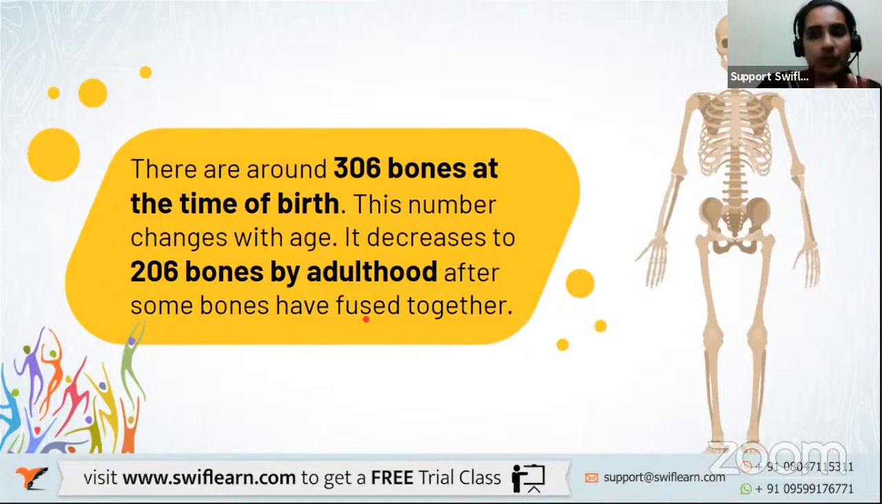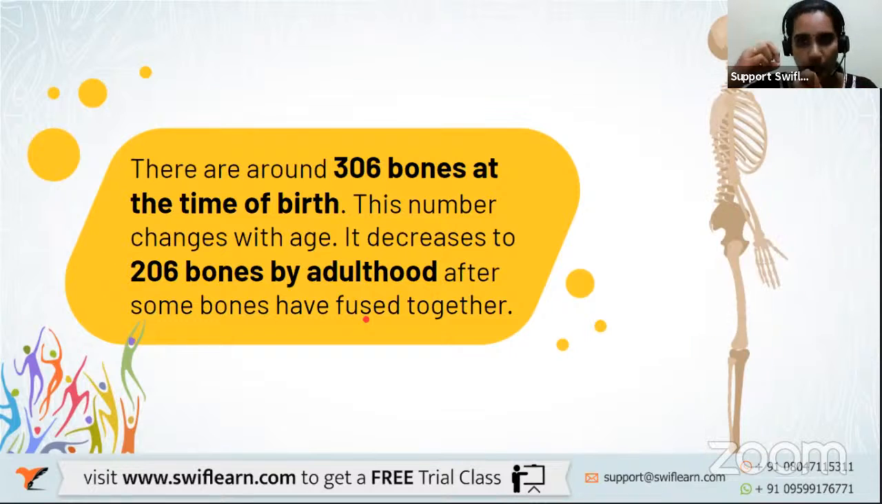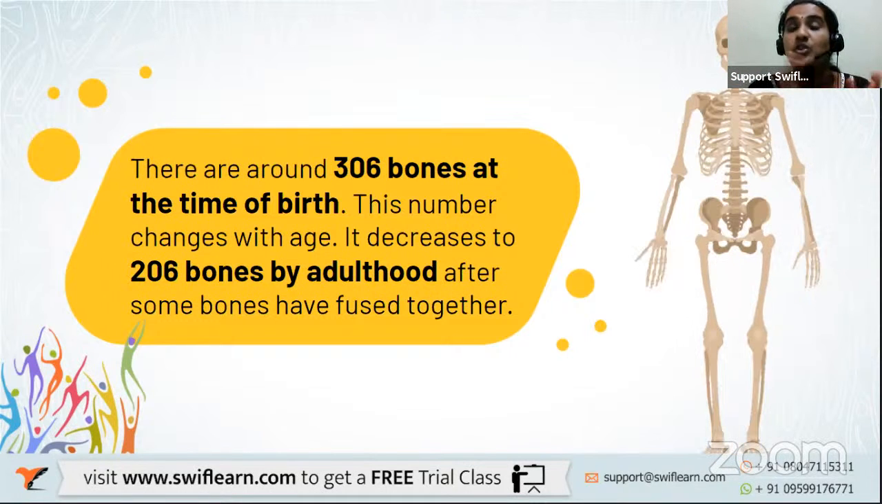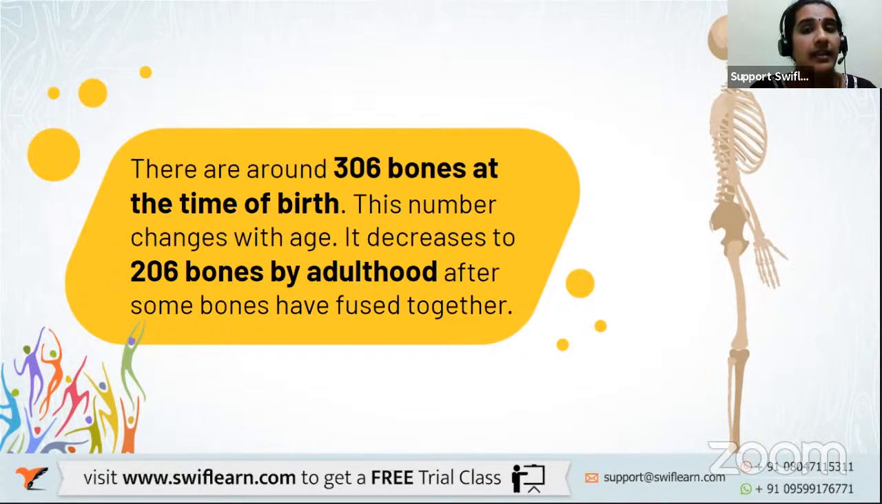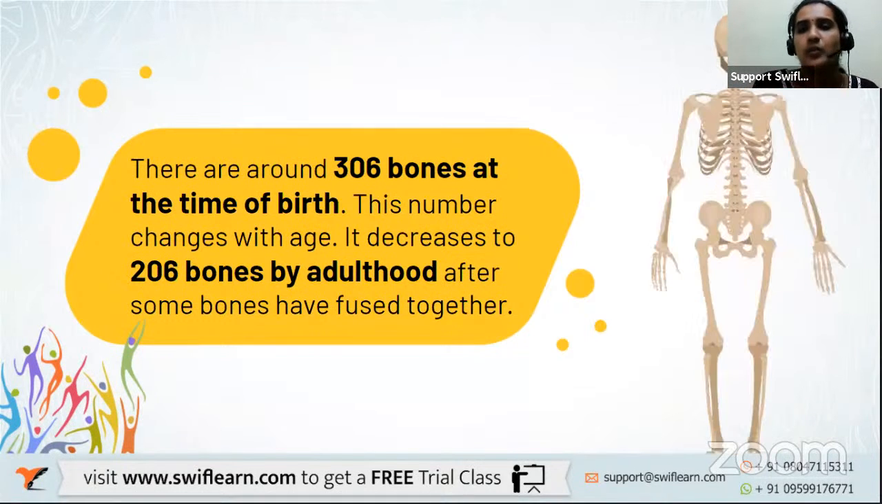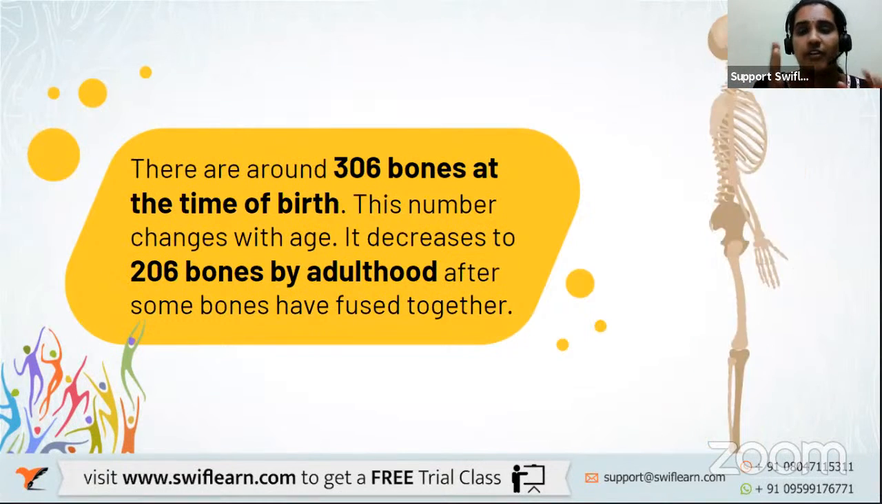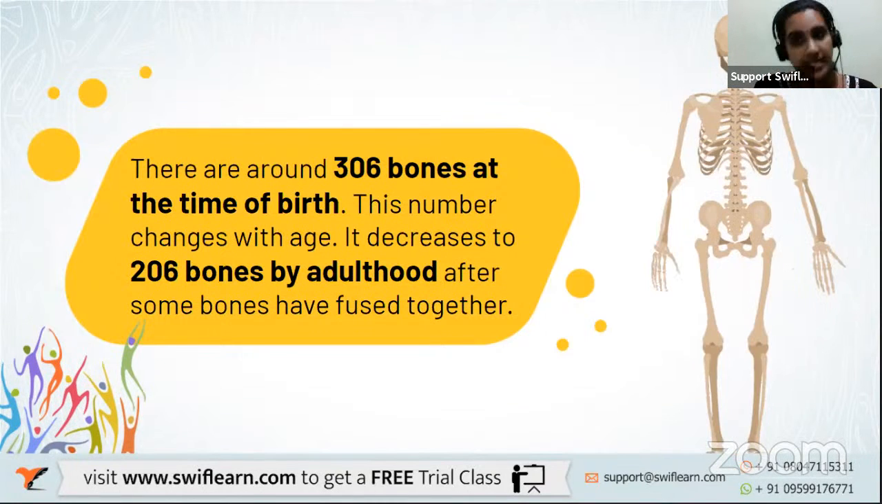So when you become adult, when you're becoming big, what happens? Some of the bones get fused and it will be reduced to 206 bones. At the birth time, how many bones are there? It is 306 bones. And when you reach the adulthood, what happened? It will be reduced. 100 of the bones are getting fused and it will become 206 bones.